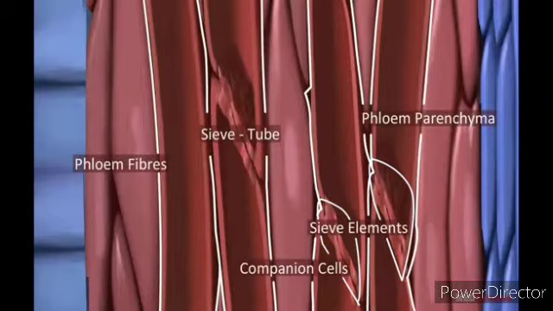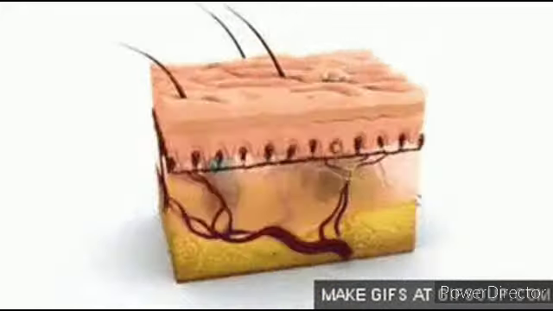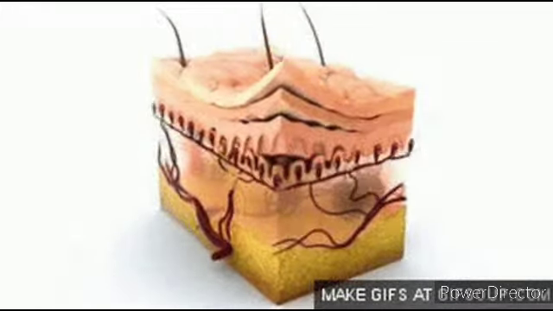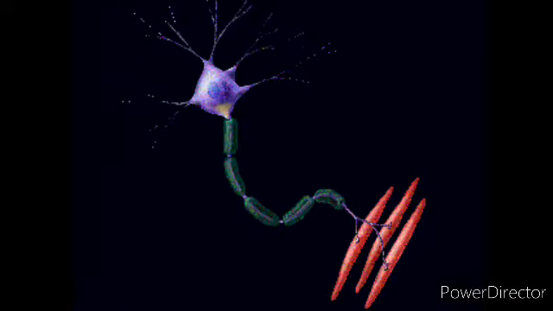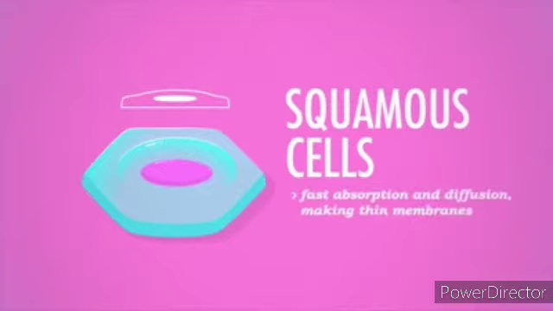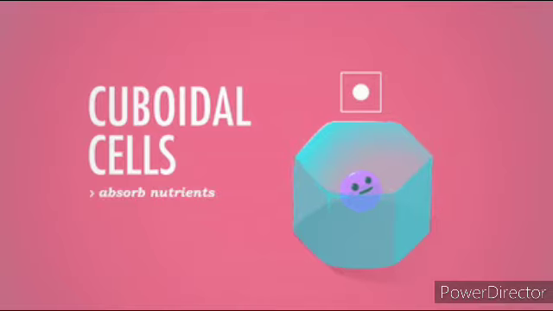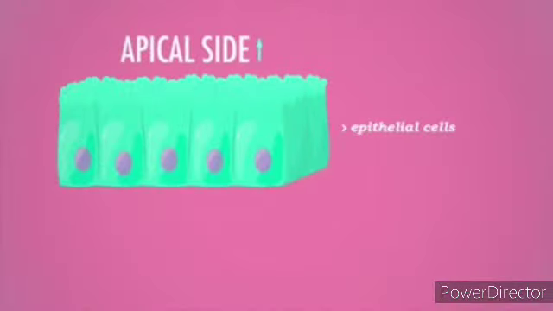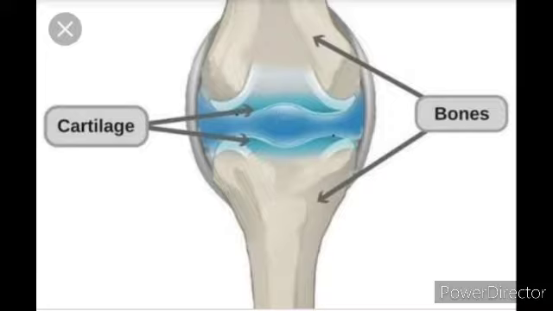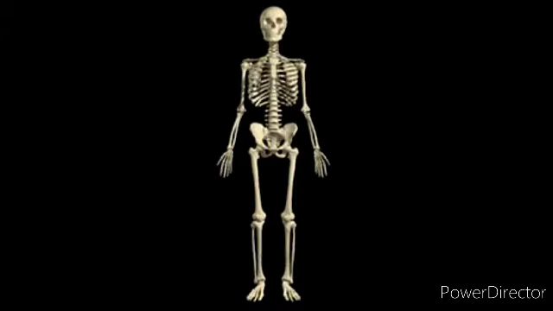The four major groups of animal tissues are epithelial tissue, connective tissue, muscular tissue, and nervous tissue. Epithelial tissue is further of four types: squamous epithelium, cuboidal epithelium, columnar epithelium, ciliated epithelium. Supportive connective tissue consists of cartilage and bone.